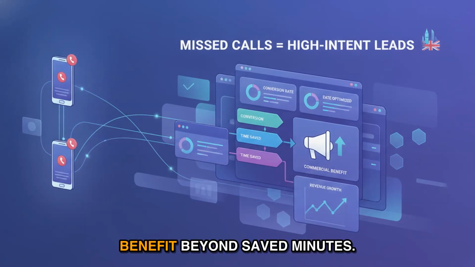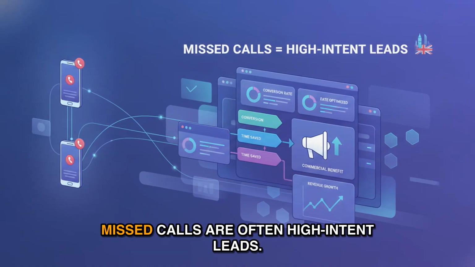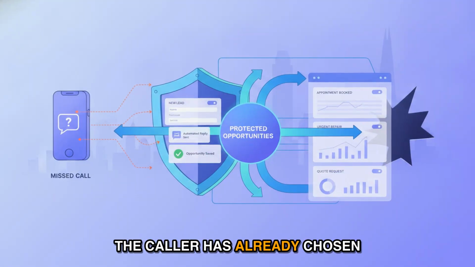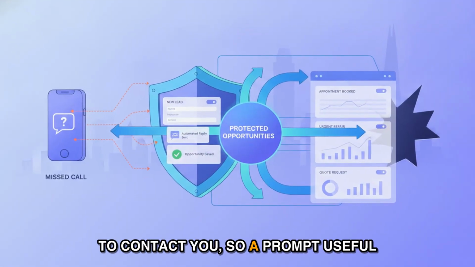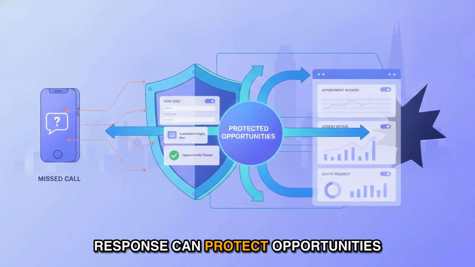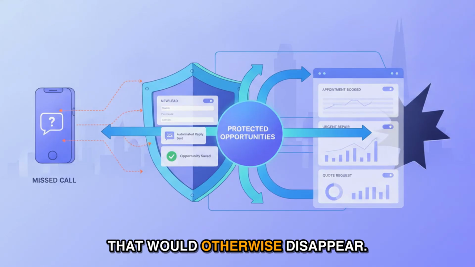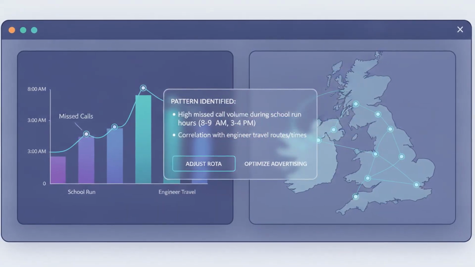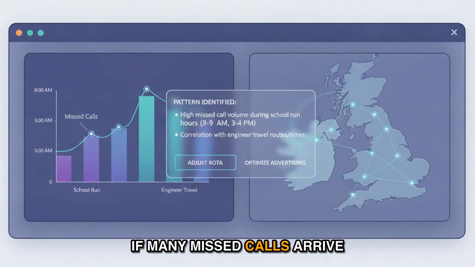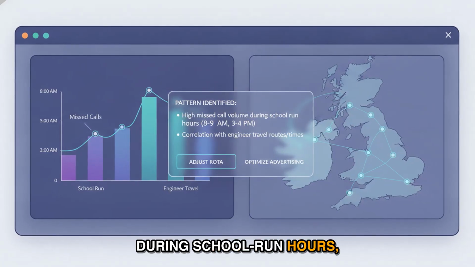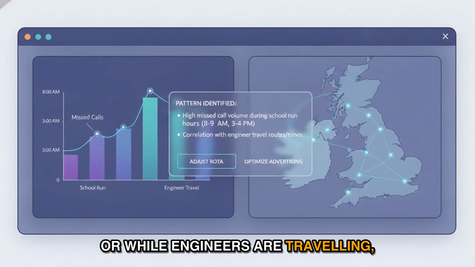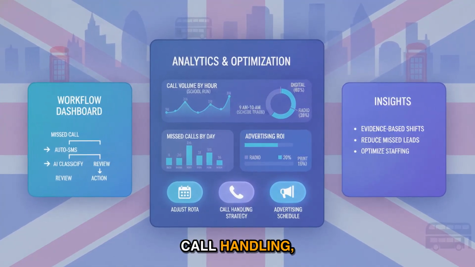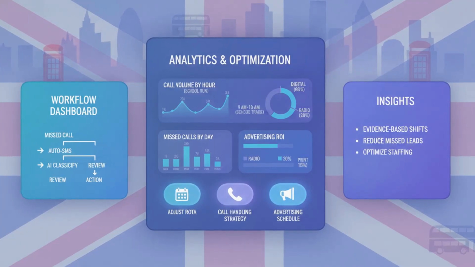There is a commercial benefit beyond saved minutes. Missed calls are often high-intent leads. The caller has already chosen to contact you, so a prompt, useful response can protect opportunities that would otherwise disappear. You can also identify patterns. If many missed calls arrive during school run hours or while engineers are traveling, you have evidence for changing your rota, call handling, or advertising schedule.